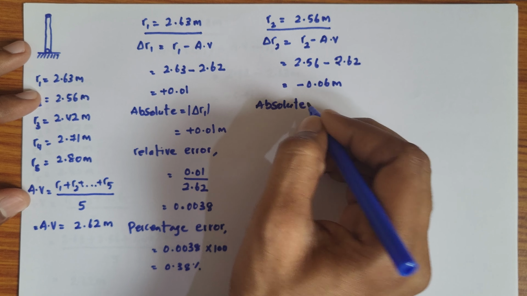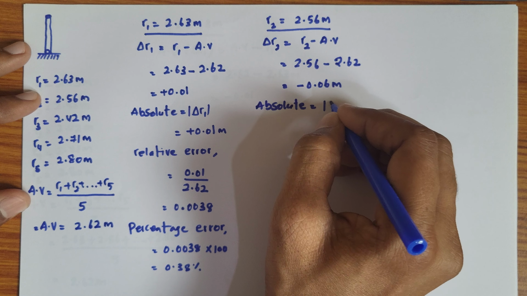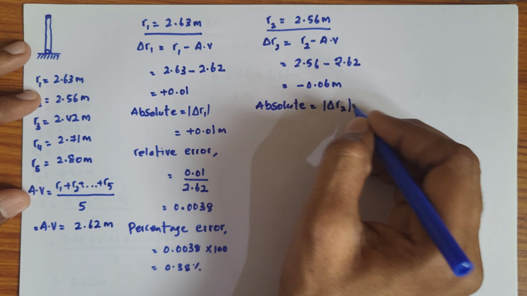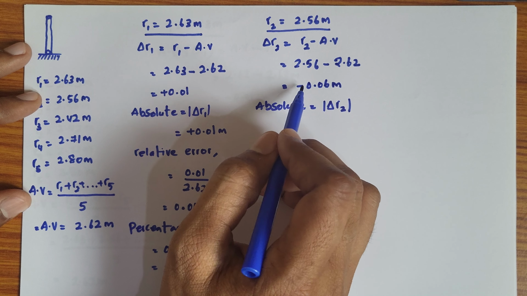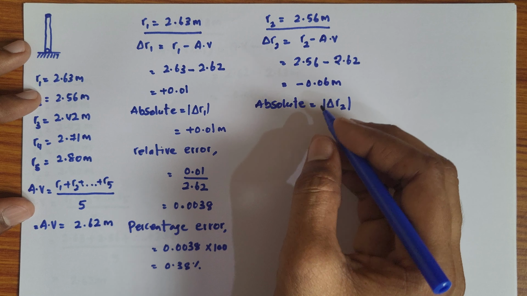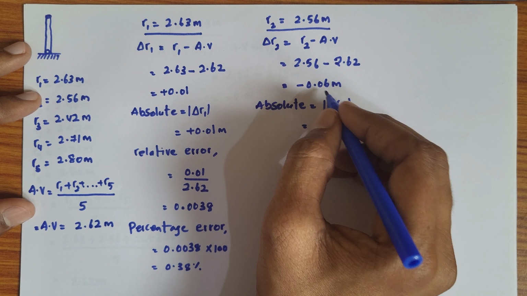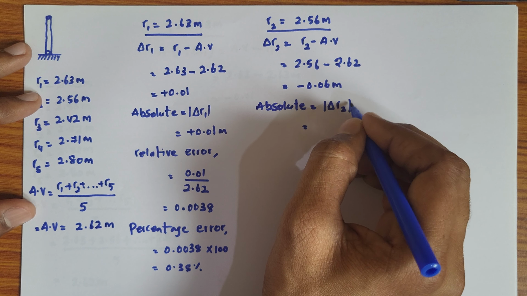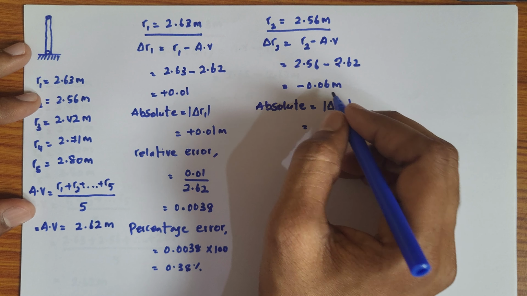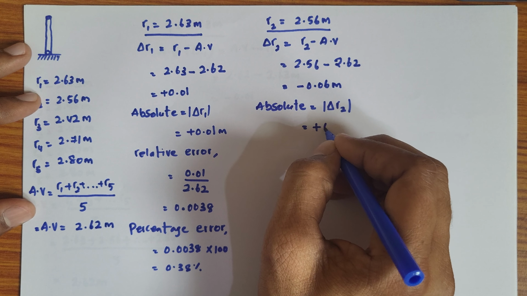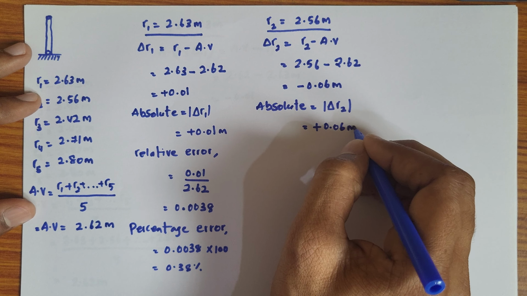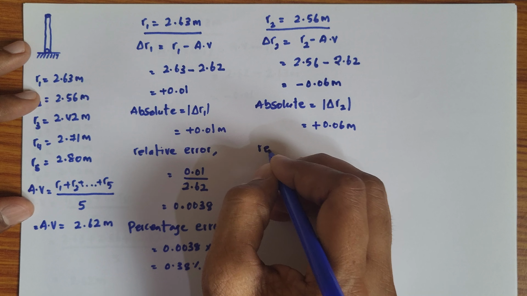Make it absolute. Absolute means what? Modulus of delta R2. What is the delta R2 value? Minus 0.06. If it comes minus also, when we keep the modulus, it will become plus. It is going to be plus 0.06 meters. This is the absolute error for R2. Now let us find the relative error.